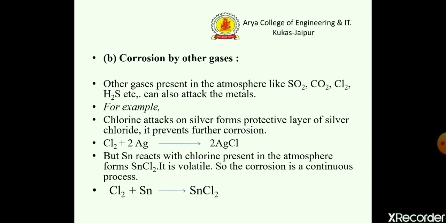And the second example is tin reacting with chlorine present in the atmosphere and it forms SnCl2, and this layer is volatile in nature. And we have already discussed that if a volatile layer forms, the corrosion will be a continuous process, and in this case it forms a volatile film. The reaction is Cl2 plus tin converted into tin chloride.